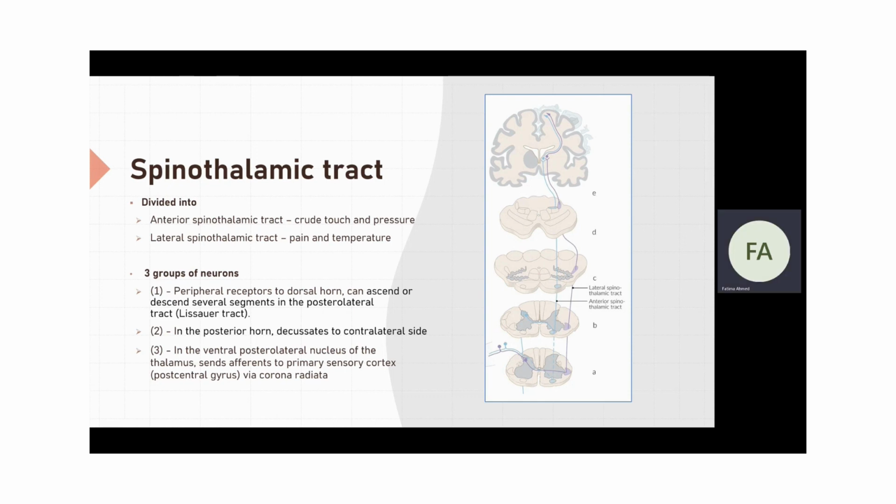The first order neurons travel from the peripheral receptors to the dorsal horn, and their cell bodies are located in the dorsal root ganglion. The first order neurons can ascend or descend several segments before synapsing with the second order neuron. This is unlike the lateral spinothalamic tract, which synapses with the second order neuron in the gray matter on the same segment. The second order neurons then decussate to the contralateral side of the spinal cord and form either the anterior spinothalamic tract or the lateral spinothalamic tract. These neurons travel all the way up to the ventral posterolateral nucleus of the thalamus, where they synapse with the third order neuron. And both pathways end up in the somatosensory cortex.